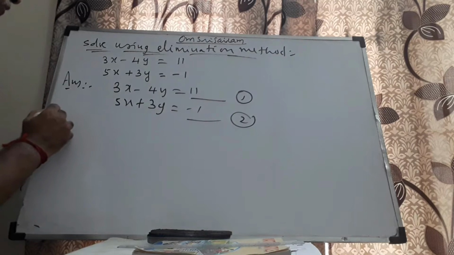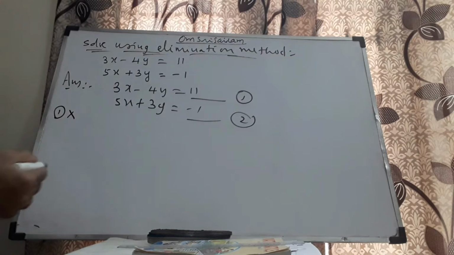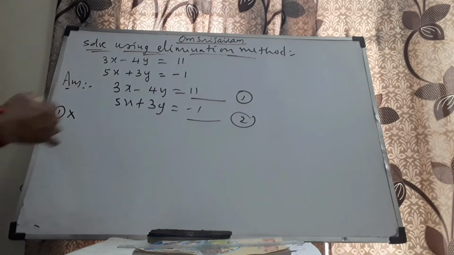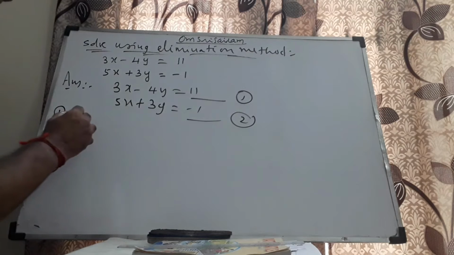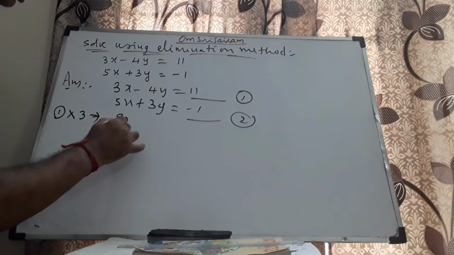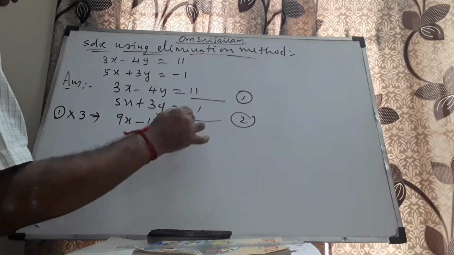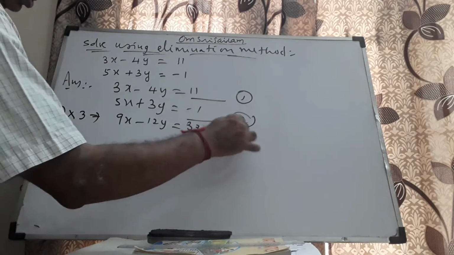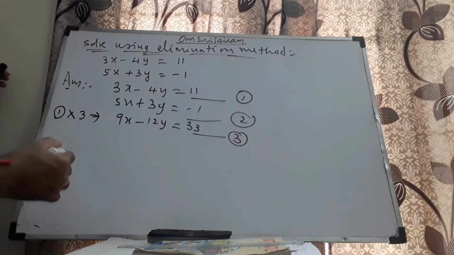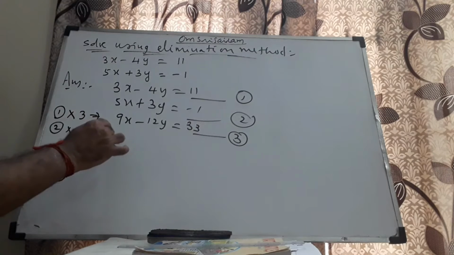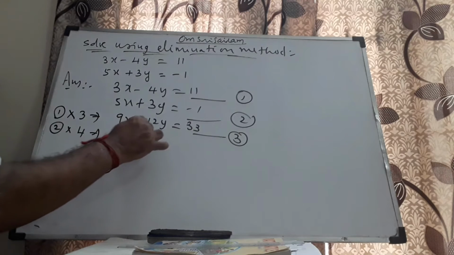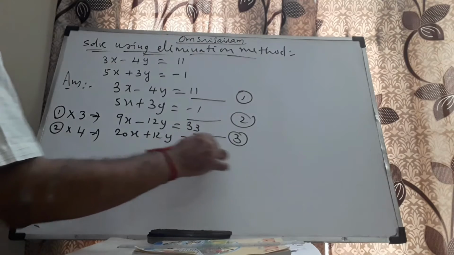What I will do is try to eliminate y. In the previous cases, I might have done problems eliminating x. We will try to eliminate y in this particular example. Let me multiply equation 1 by 3. I will get 9x minus 12y is equal to 33. That is totally different from the other two, therefore I call it equation 3. I just multiply equation 2 by 4: 20x plus 12y is equal to minus 4.